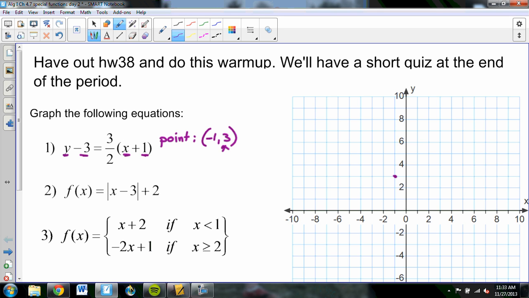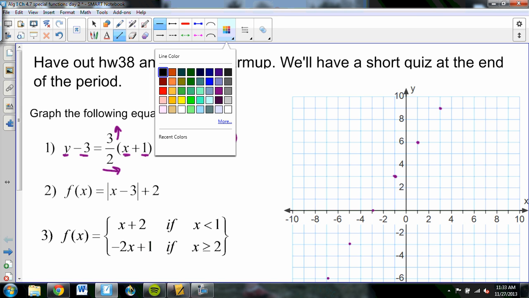From this point, I'm going to go up 3, right 2. Up 3, right 2. Down 3, left 2. Remember when you're graphing to put down as many dots across the plane as you can.